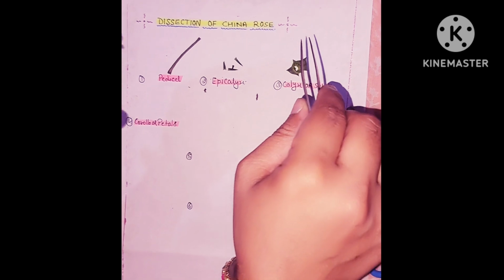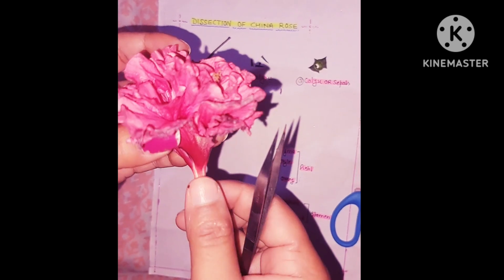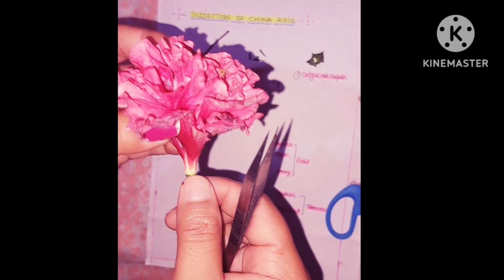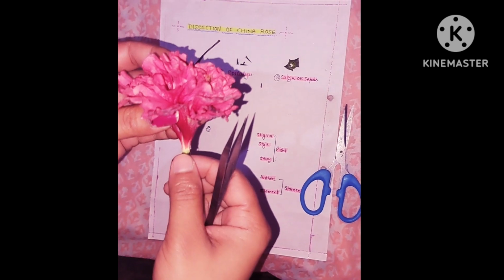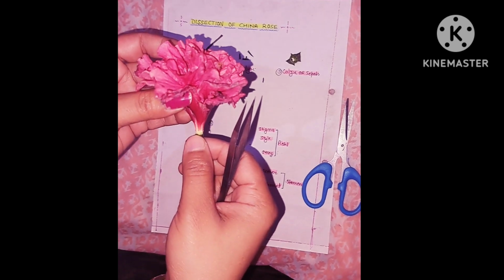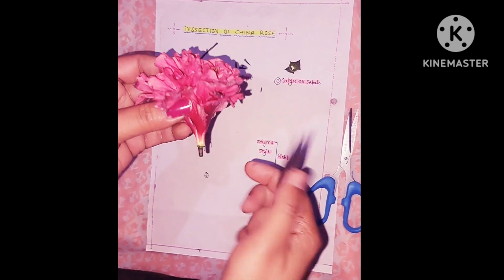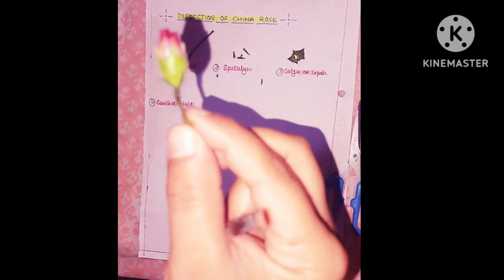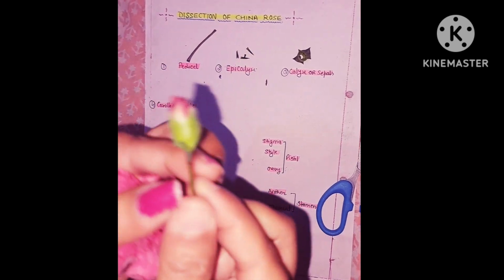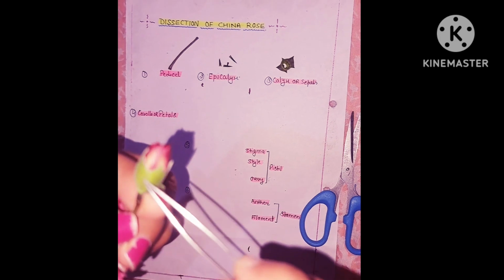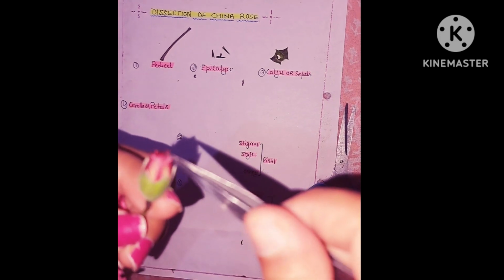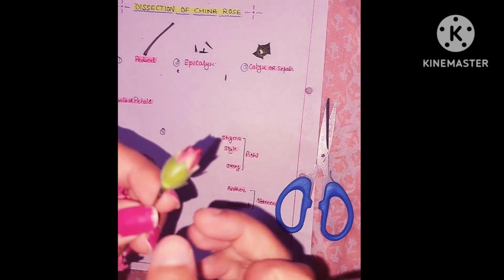Calyx is to ensure flower life, such as provide protection, photosynthesis, defense against insects. Main function of calyx is to protect the flower in bud condition. You can see this. This is calyx, and this protect all reproductive parts in bud condition.